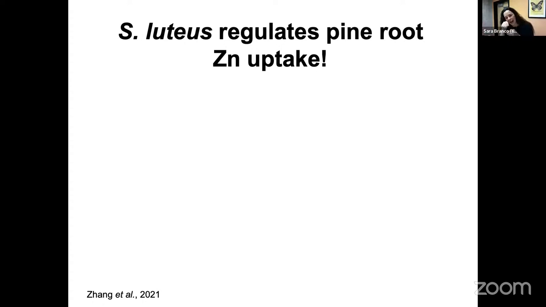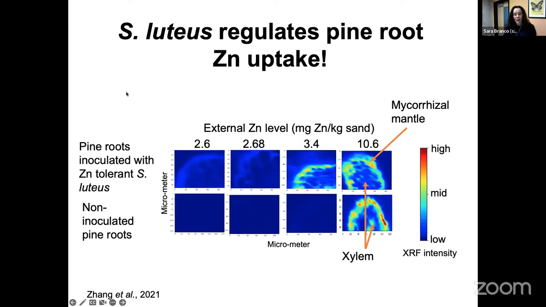But we didn't know exactly how the mechanisms worked, how exactly the metals were distributed in the root cortex. And so we conducted a small experiment where we grew seedlings in the greenhouse in soil with a metal tolerant Suillus and without Suillus. And we found that Suillus luteus actually regulates pine root zinc uptake. Here I'm showing you X-ray microscopy images of pine roots that are inoculated with a zinc tolerant Suillus luteus and roots that are not inoculated.